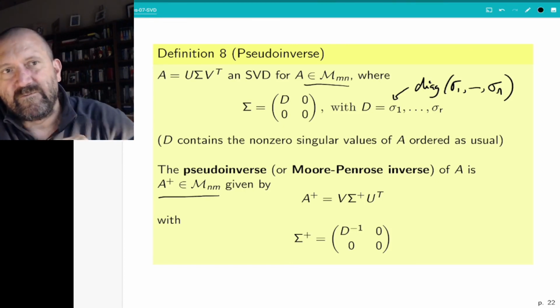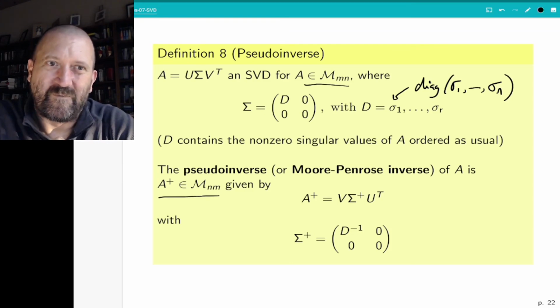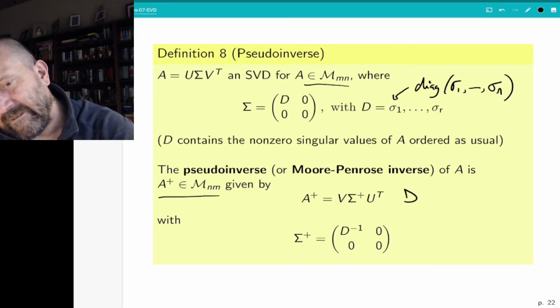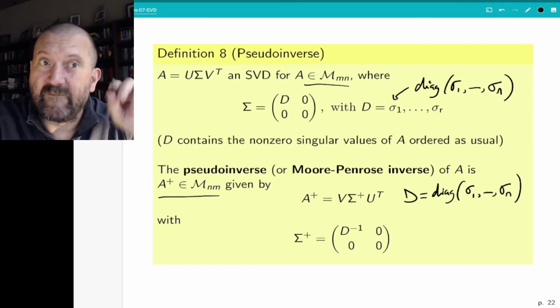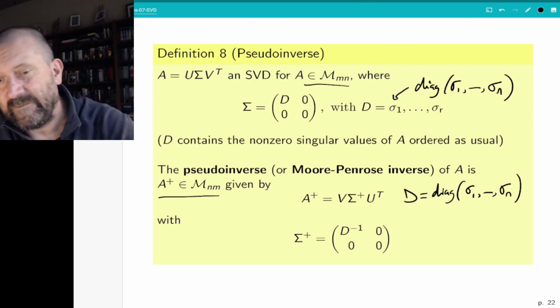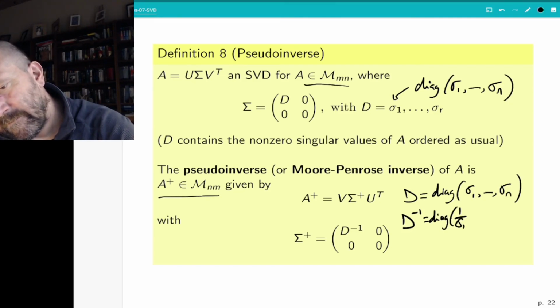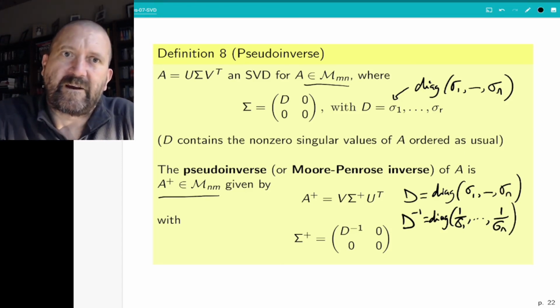And I'll remind you, this is something you should know from first year, but if you don't, it's worth remembering that if I have a matrix D that is a diagonal matrix from sigma 1 to sigma r, and all those values are not 0, then D inverse is simply the diagonal matrix with 1 over sigma 1 down to 1 over sigma r. So that inverse is very easy to compute. It's simply 1 over the diagonal entries.